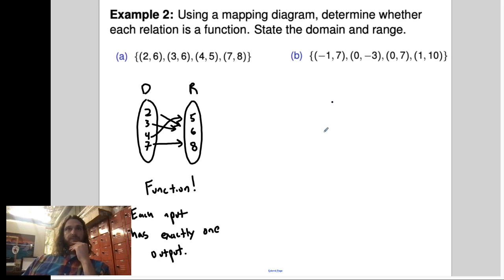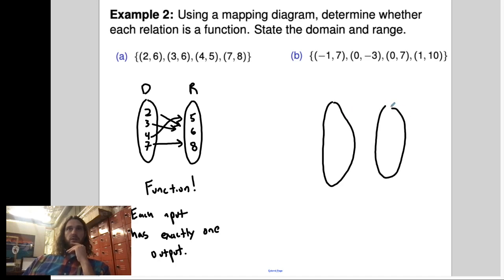Okay, here we go. All right, we got our domain, which is very oddly shaped. We got our range over here. Let's line her up. My computer is struggling. I'm going to see if I can get one that's a little bit quicker. Elements of the domain, there are -1, 0, and 1. Elements of the range, there are -3, 7, and 10. And again, I'm putting them in numerical order from lowest to highest.